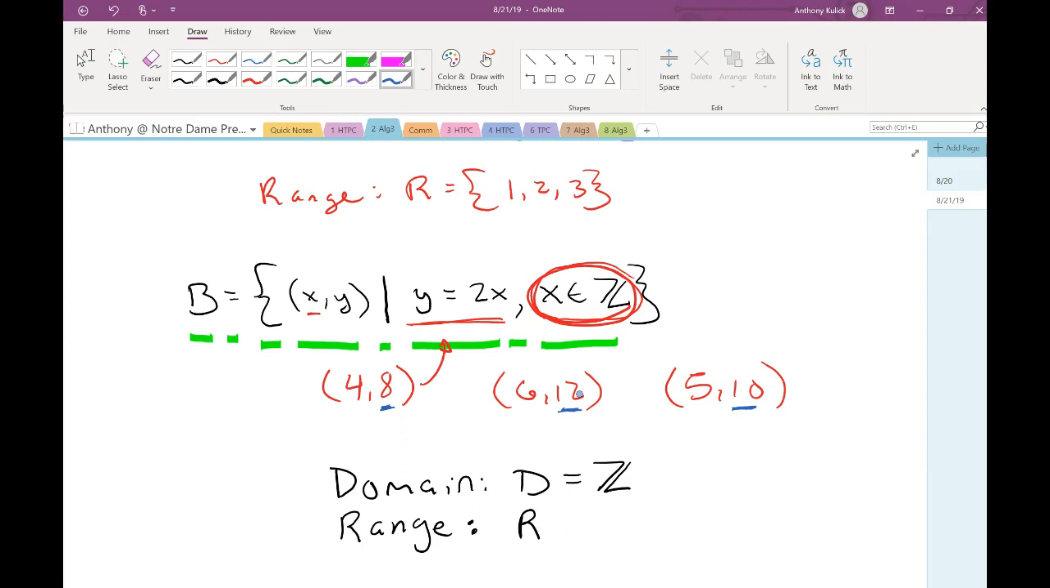So she asks, why is the domain the integers? And the reason is we're told in the statement for our set that the x's are coming from the integers. The domain is just the set where the x's come from. We're told in the statement of the set where the x's are coming from. So the domain is just that. Is that okay with that idea?